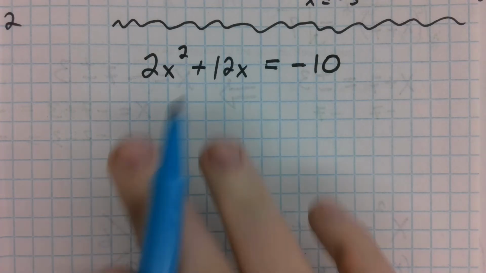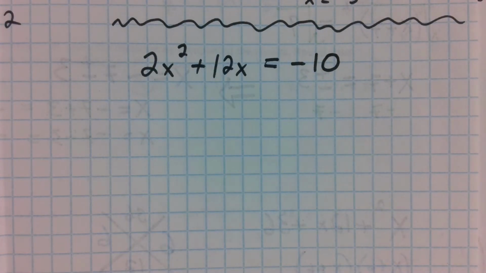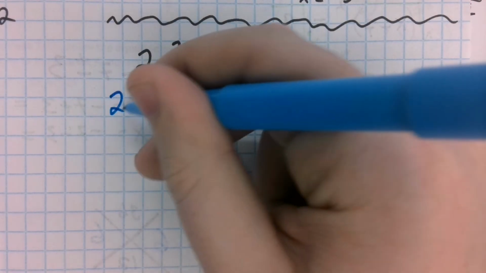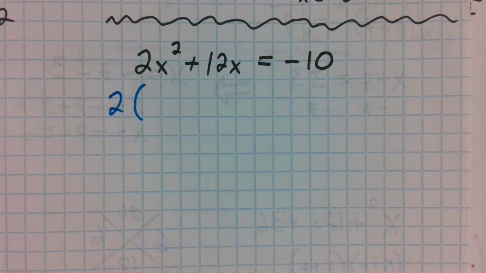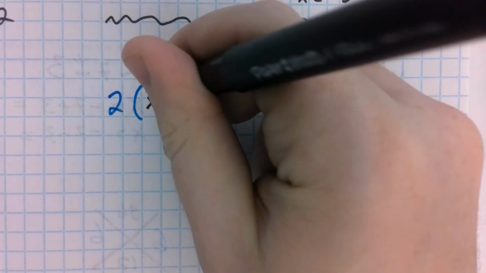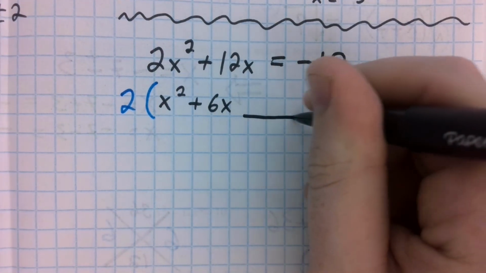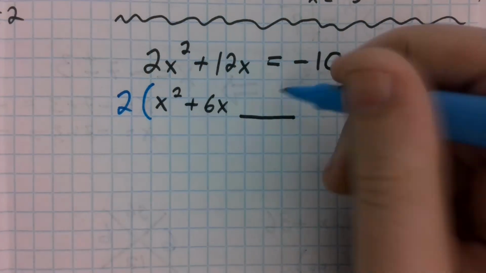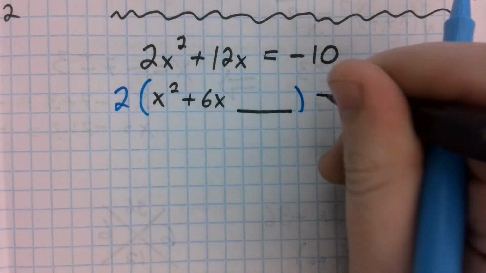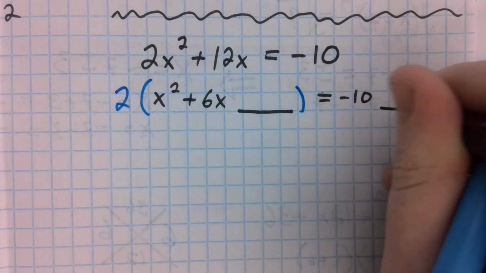What do I mean by that? Since both of these can be divided by 2, let's take the 2 out first, giving us our x squared plus 6x plus some mystery number in parentheses equals negative 10 plus that same mystery number.